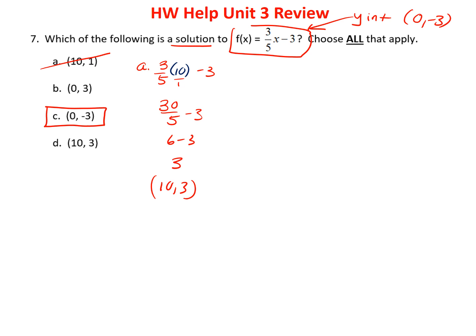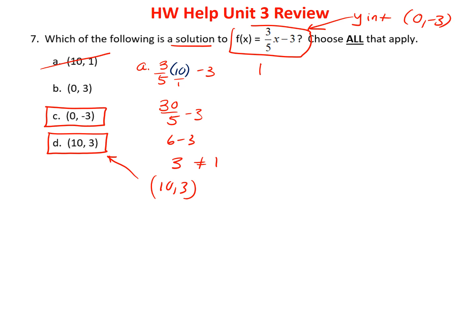However, notice that right there, that worked, so we've actually discovered the other point. (10, 3) is another point that works. So A doesn't work, but it exposed to us the other point, and it does kind of show us that it works out for D.